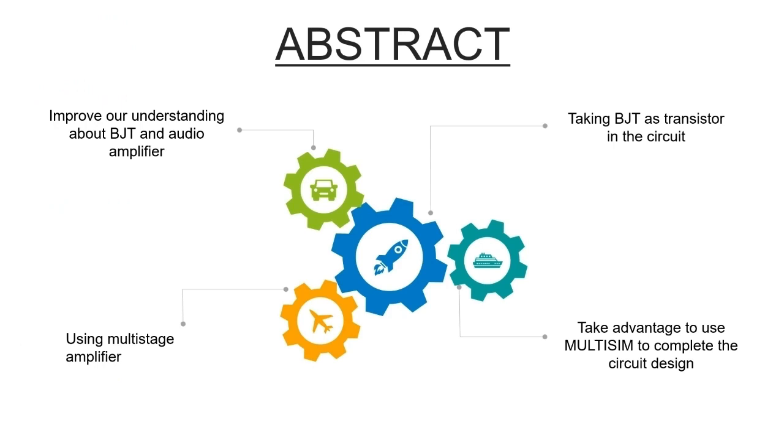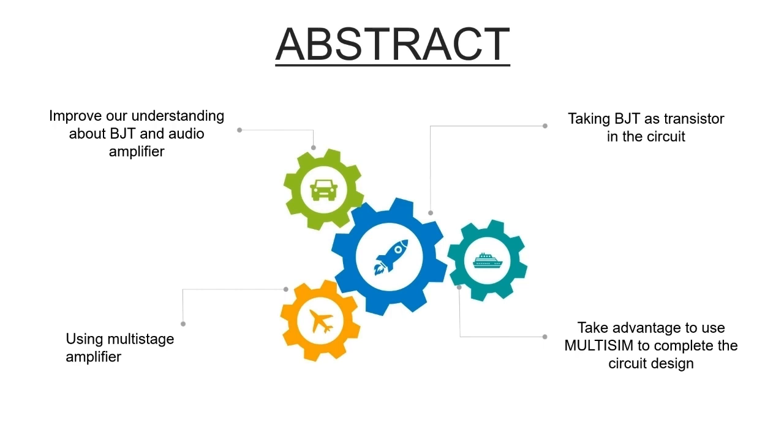For the abstract, the purpose of this assignment is to improve our understanding of the BJT transistor and the principle of the audio amplifier. For this assignment, there are two transistors we can use, which are BJT and FET. We take the BJT as the transistor in our circuit.